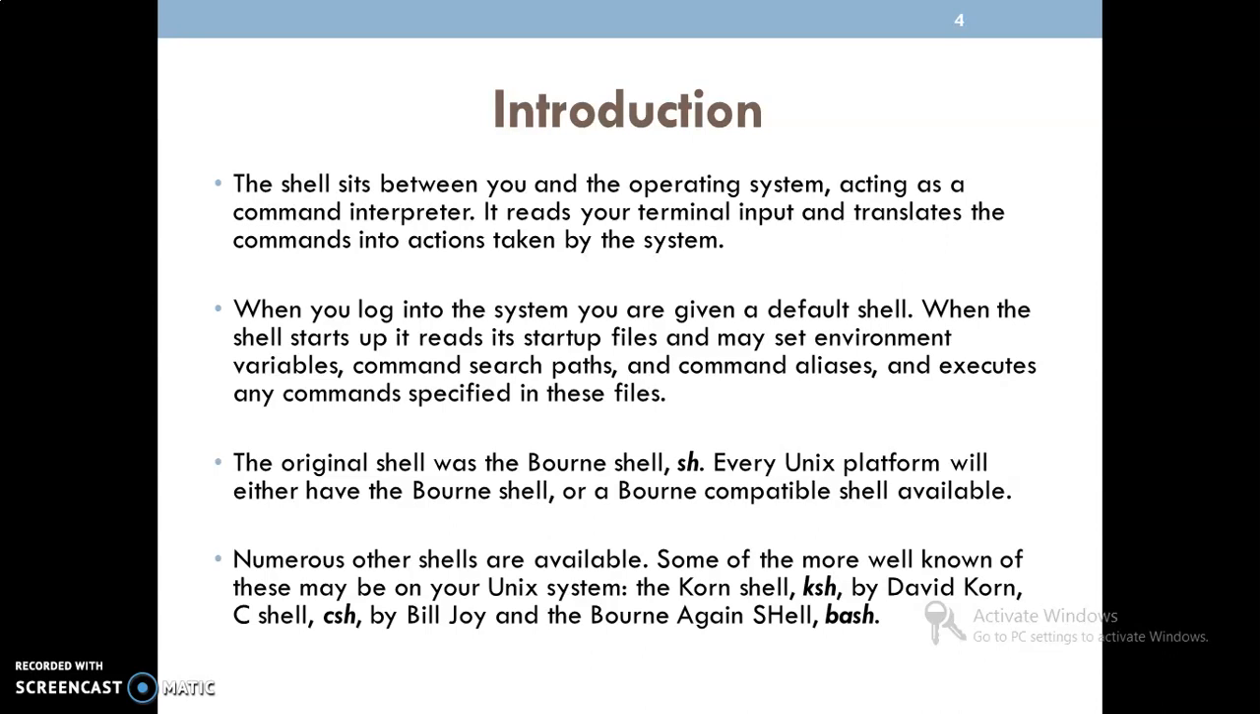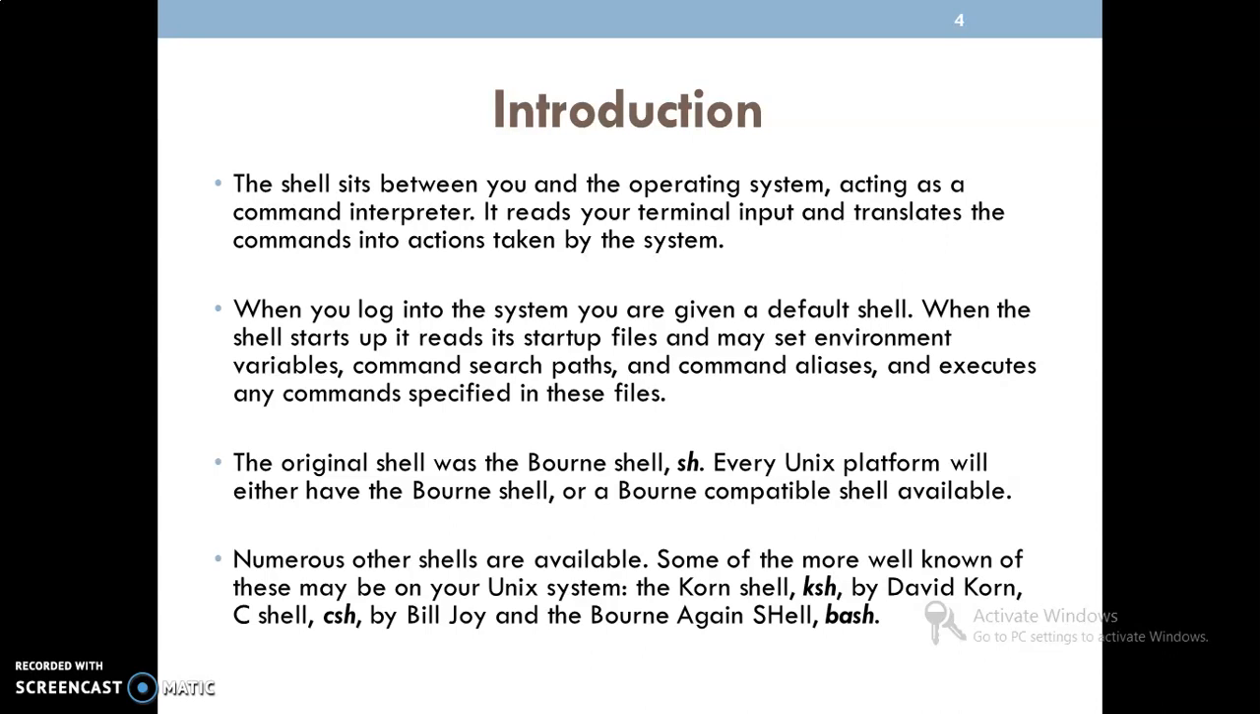When we log in to the system, we are given a default shell, which is the bash shell. When the shell starts up, it reads the startup files and may set the environment variables. We will discuss these environment variables in a coming part. The command search path is the path name required for command execution. Command aliases are alternative names for a particular command, and the shell executes any command specified in these files.